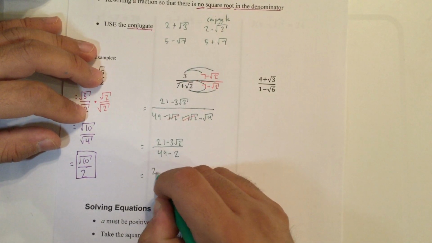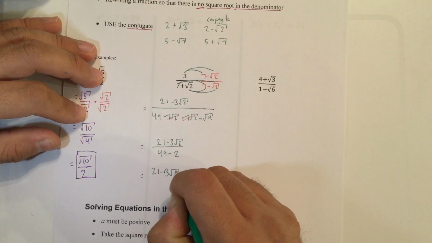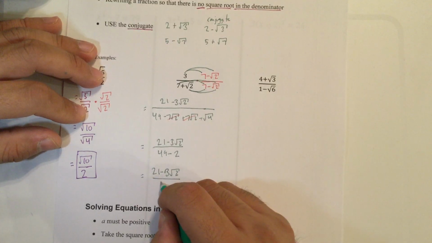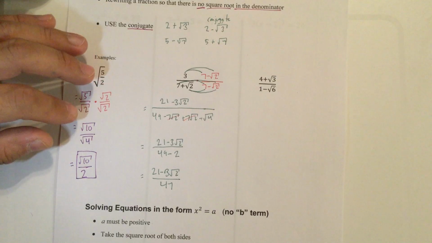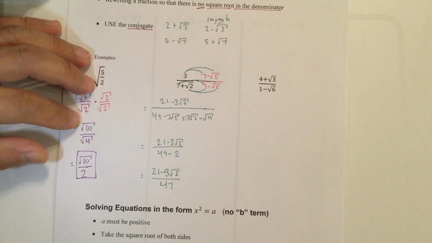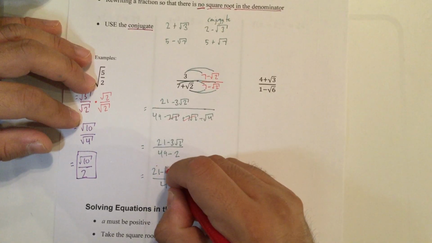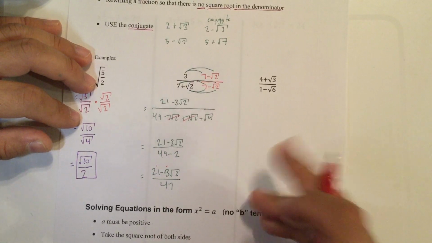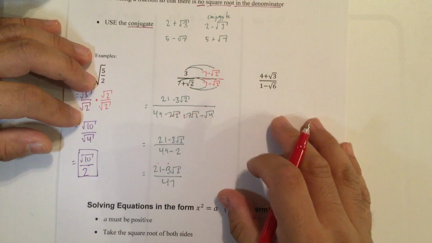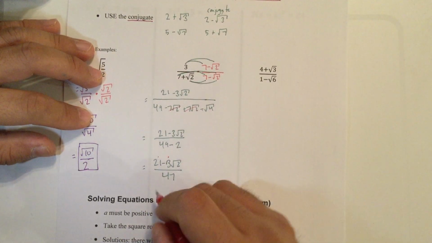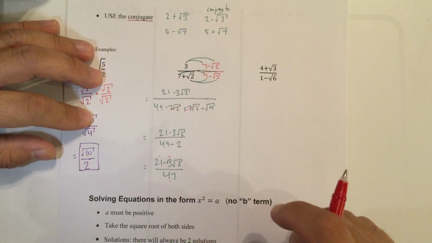So 21 minus 3 radical 2 over 49 minus 2, which is 47. Now, to make sure we are done simplifying, we look at 3 numbers. We look at the number right here, which is 21. We look at the number right here in front of the radical, which is 3. If there was no number in front of the radical, it would be assumed to be a 1. And then we look at the denominator number, which is 47.